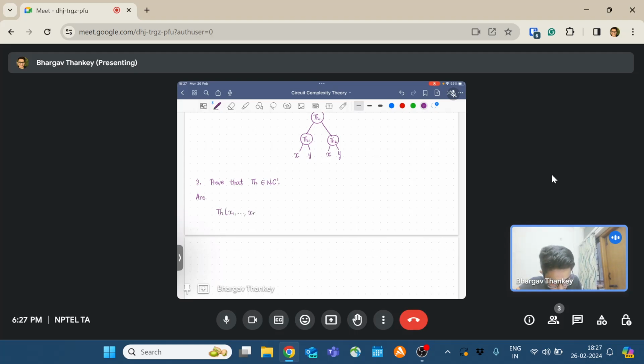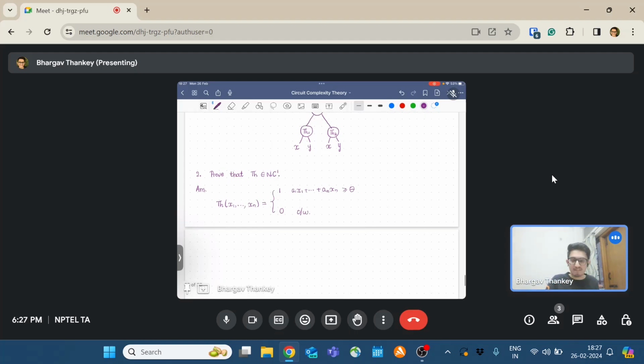So what does this look like? Any threshold gate is parameterized by these things: it outputs one when a1 x1 plus and so on exceeds theta. So we have a1 to an and theta. Given a1 to an and theta and x1 to xn as input, the threshold gate first computes this sum and then makes this comparison, right? So we want to do these two things in NC1. This would be our approach. Is the approach clear?